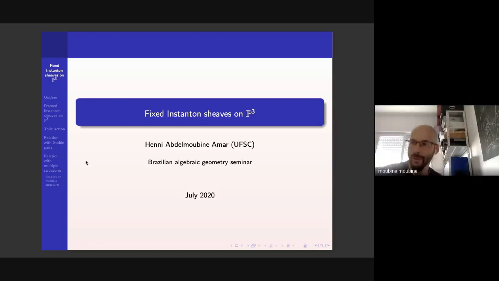Thank you for the invitation. So I'll be talking about these framed instanton sheaves on P3. This is not a complete description, but more of a work in progress.